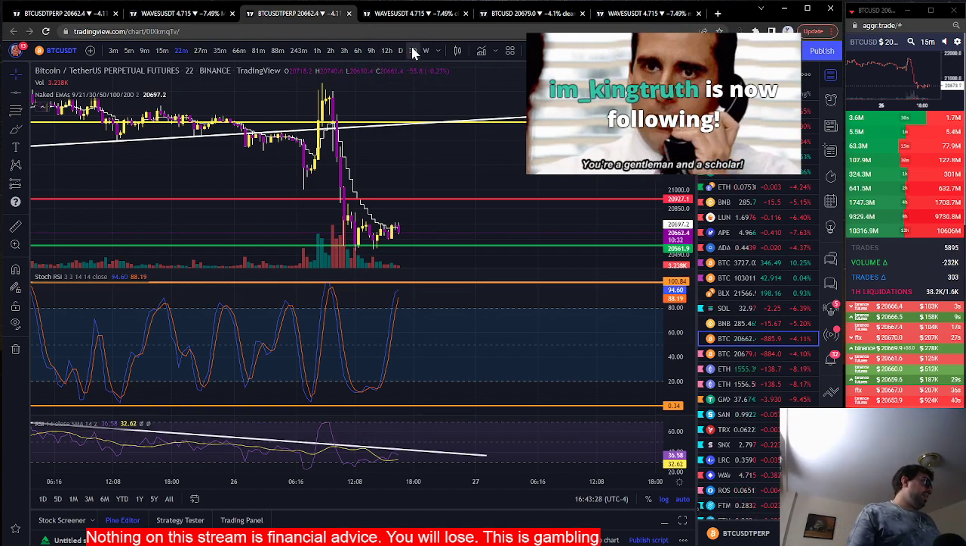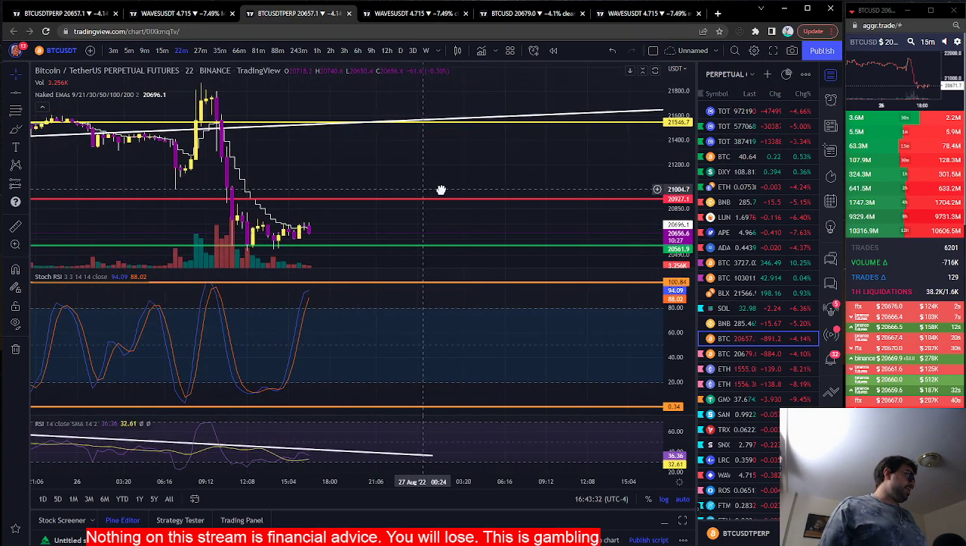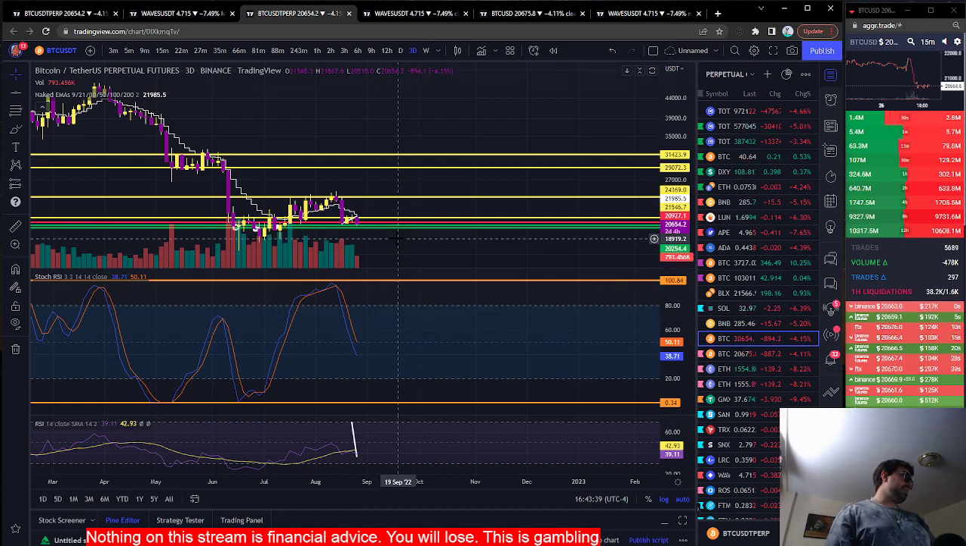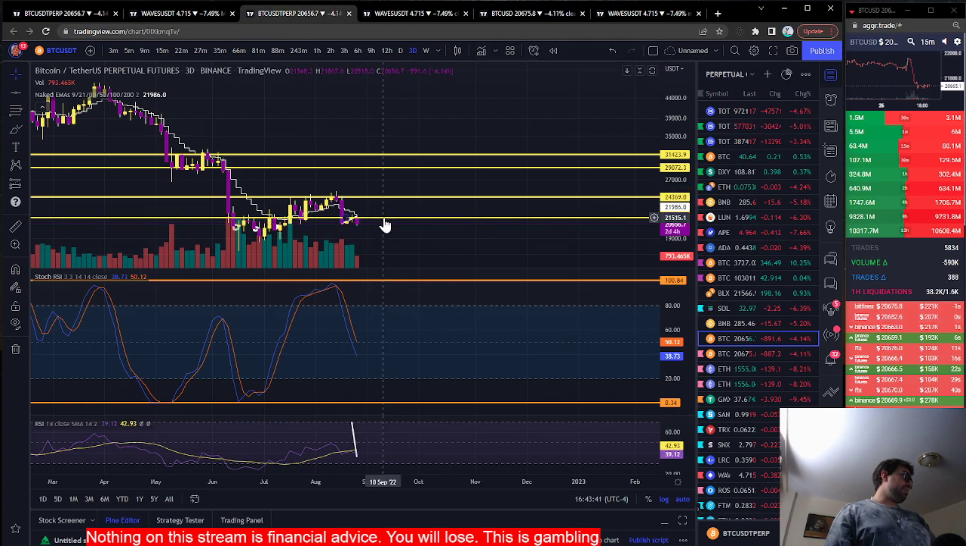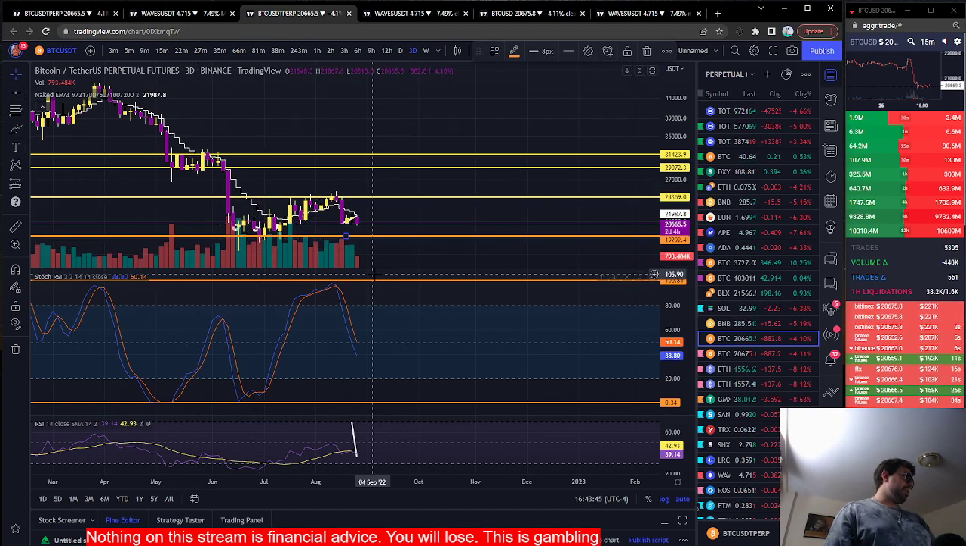So let's just start off with what Stochastic RSI can tell us, and we'll go to the 3-day chart. We'll go to the high time frame chart to try to understand what Stochastic RSI means and how we can implement it with RSI in general, right? So with Stochastic RSI, the way I like to see it is it essentially tries to tell you how much more juice the RSI has.